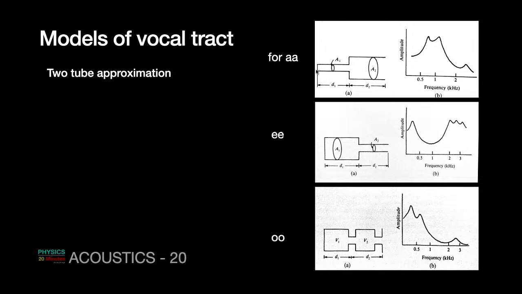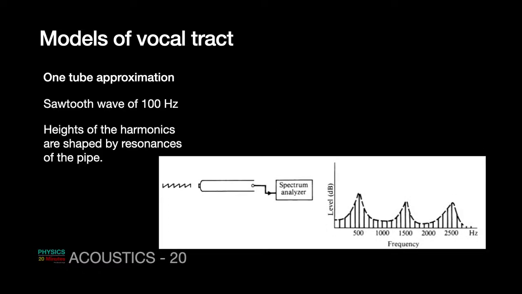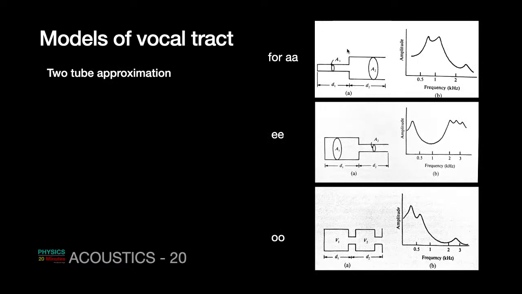If you drive this with your 100 hertz frequency sawtooth at the base, the sound generated will have this as an envelope. Remember, I'm talking about the envelope. This dotted line is called the envelope of the sound. So if you have a two pipe approximation, then you can have this. If you want a, then you can have this kind of approximation, the thicker one first, thinner one later. And if you want o, then you have two thicker ones and they are separated by a constriction. This is the frequency envelope for o.